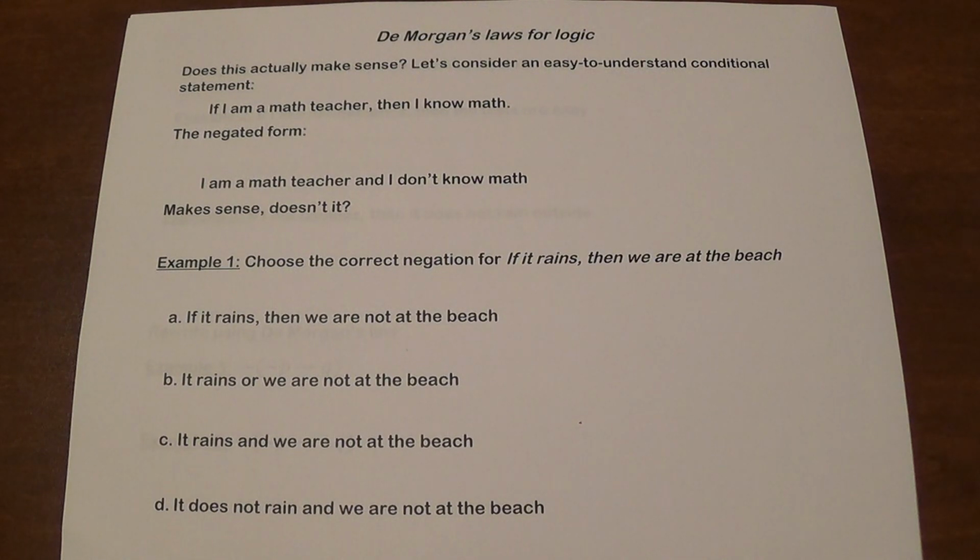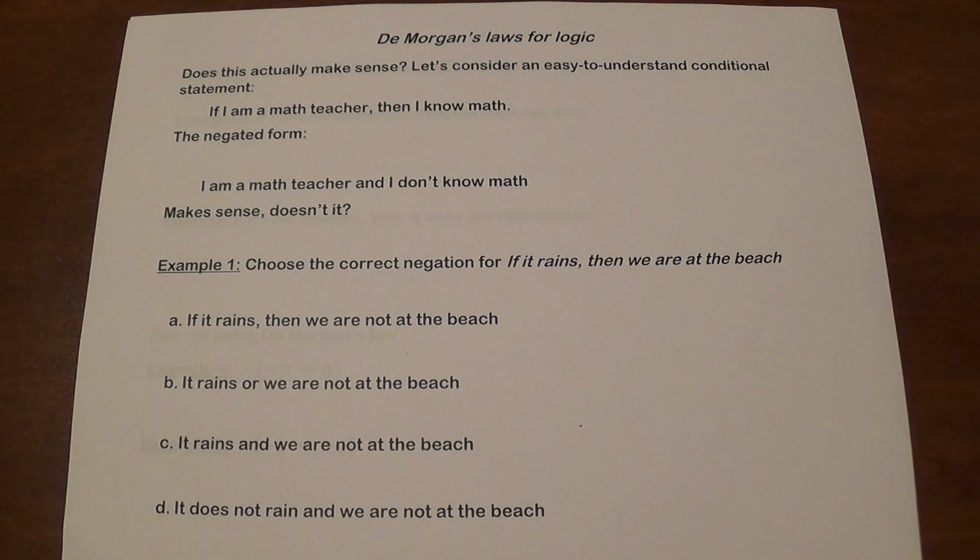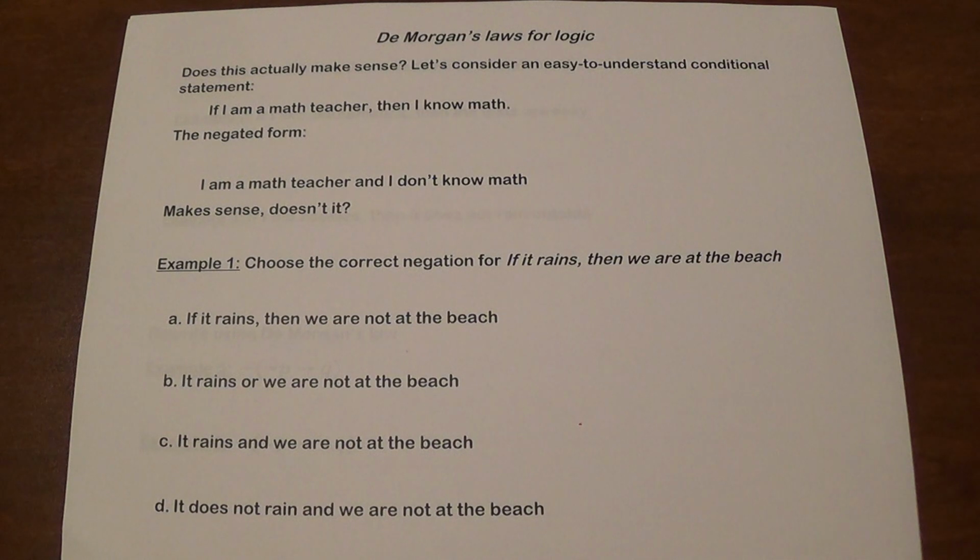So does it make sense? Well, let's see. Here's a statement: if I'm a math teacher, then I know math. The negated form is going to be, according to what we read, I'm a math teacher and I don't know math. I hope that sounds like a logical negation.